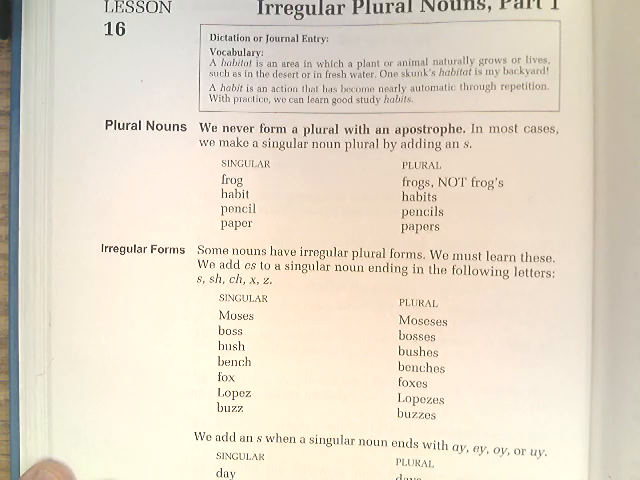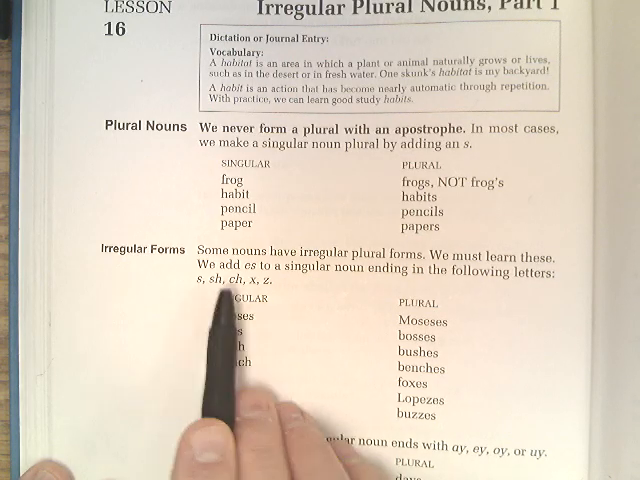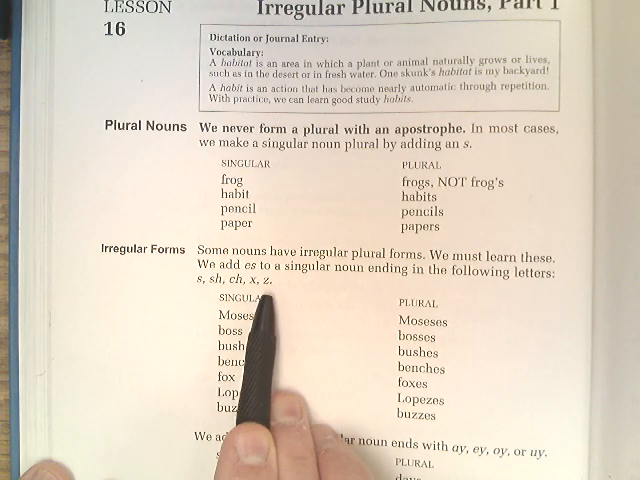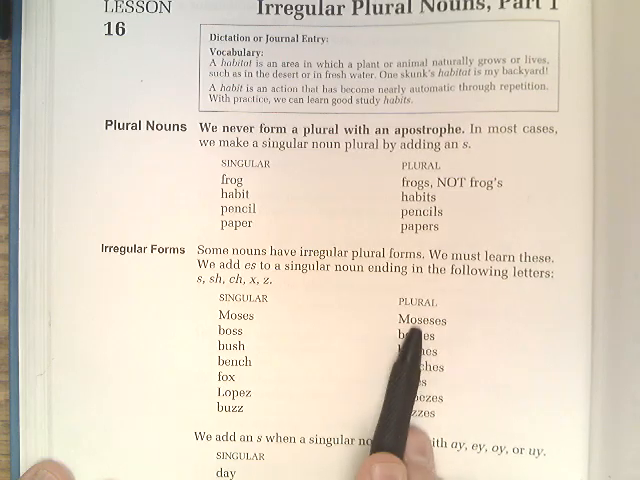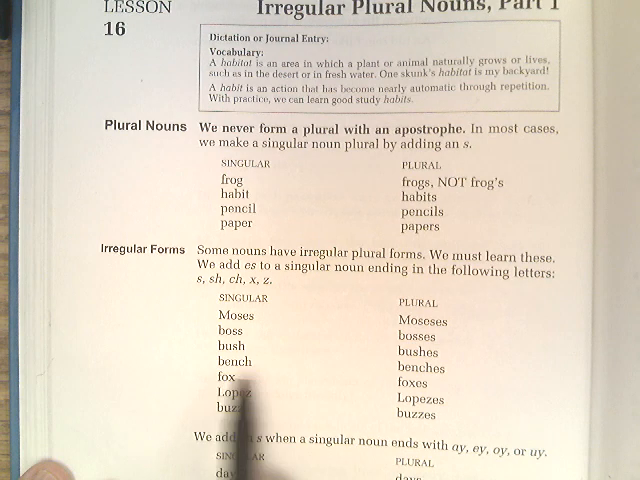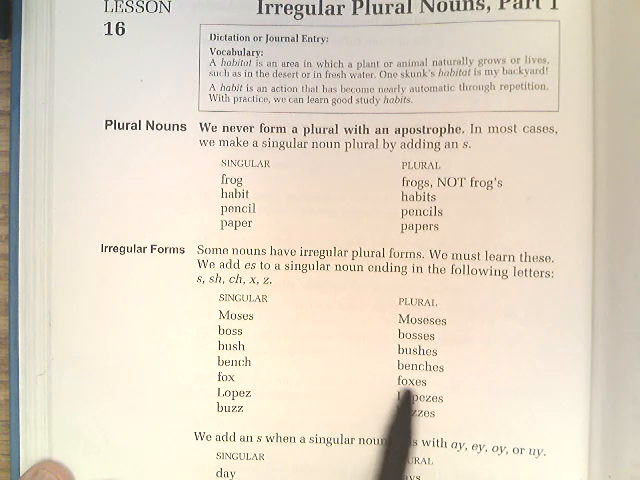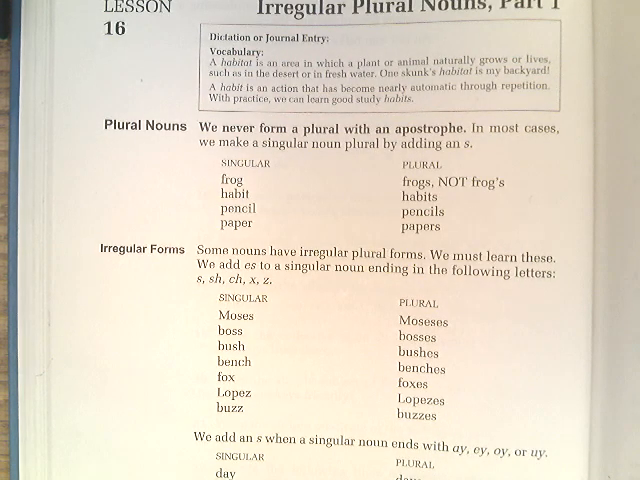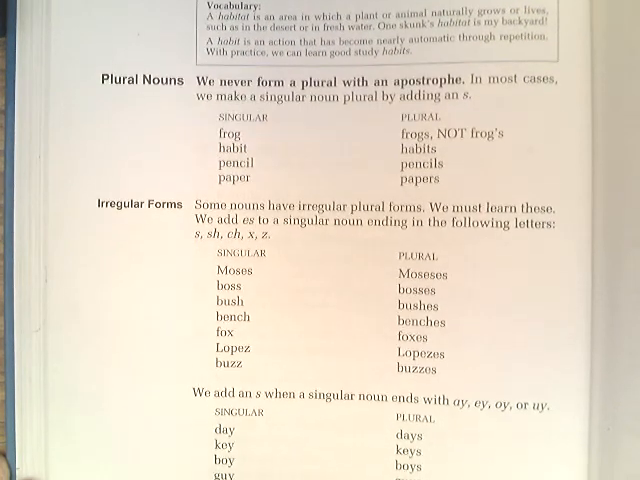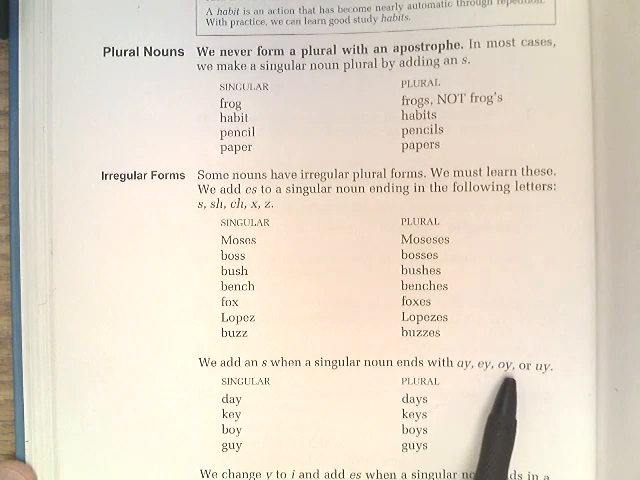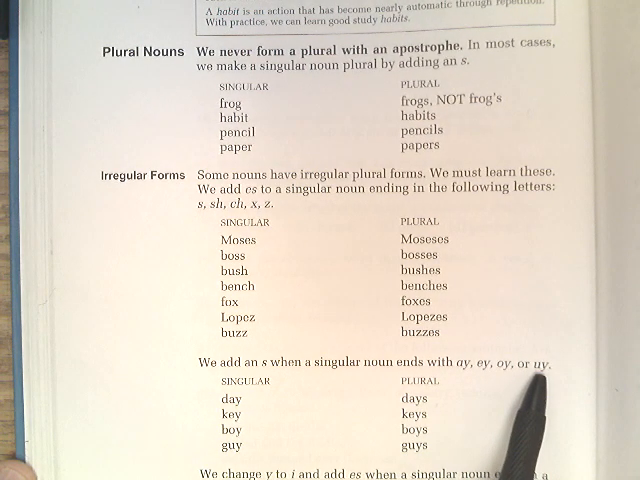We must learn these. So for example, the ones you want to look for are ones that end in S, SH, CH, X, or Z. So Moses becomes Moseses. Boss becomes bosses. Bush, bushes. Bench, benches. Fox, foxes. Lopez, Lopezes. Buzz, buzzes. So you can see when you have those, you add an ES. Okay? If you add an S, if they end in AY, EY, OY, or UY.